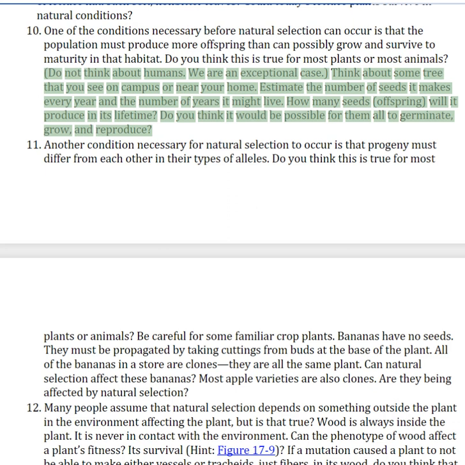Think about some tree that you see on campus or near your home. Estimate the number of seeds it makes every year and the number of years it might live. How many seeds will it produce in its lifetime? Do you think it would be possible for them all to germinate, grow, and reproduce?